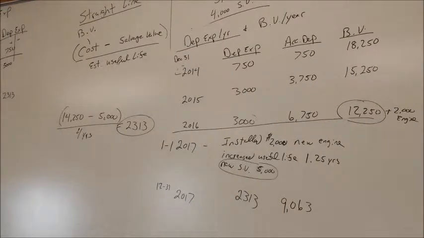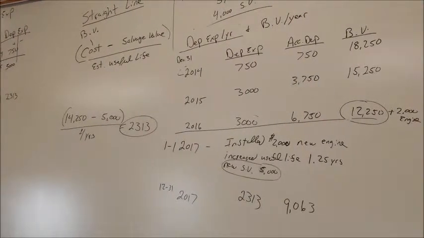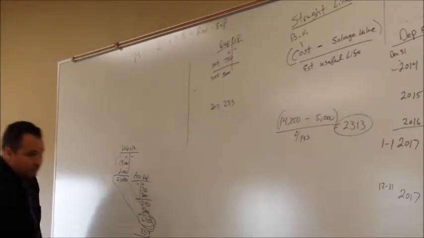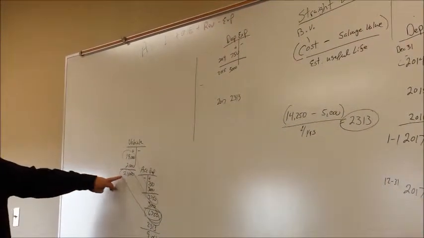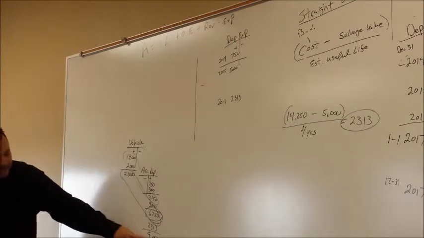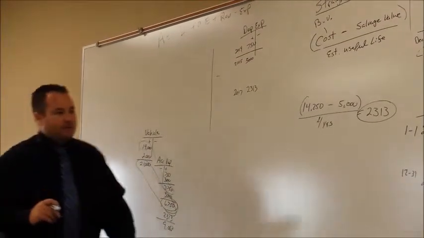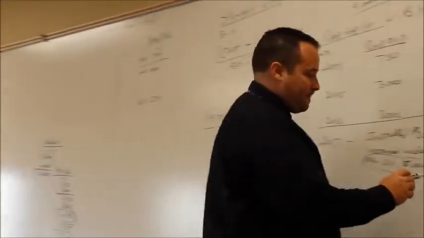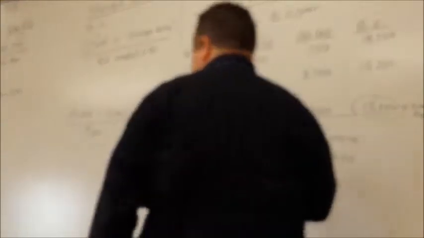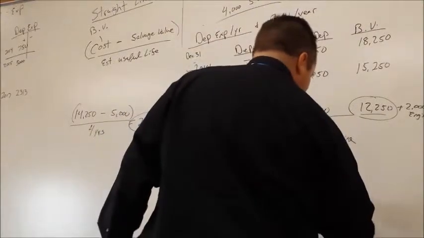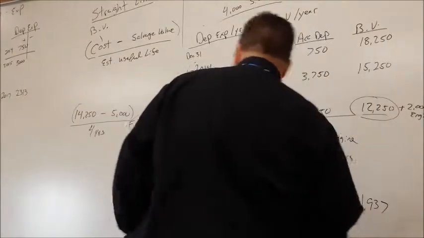My new book value is whatever the difference is between 21,000 and 9063. What is it? Somebody tell me. 11,937. 11,937. Okay.